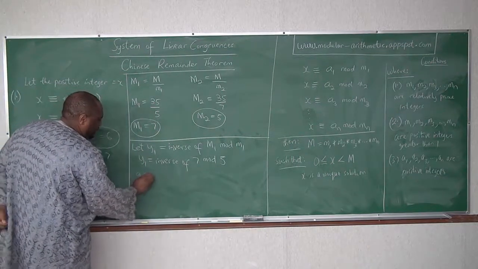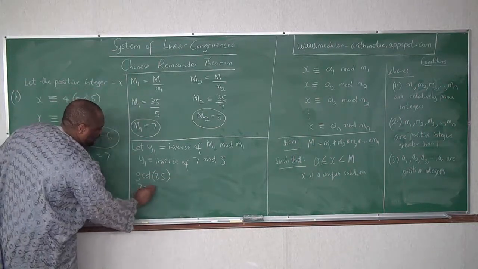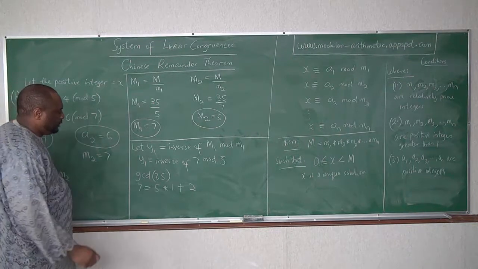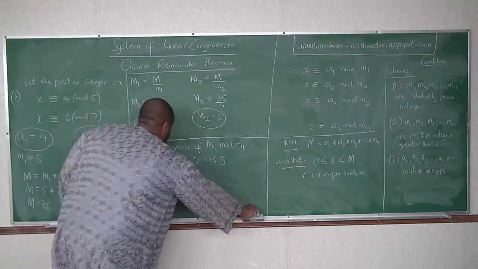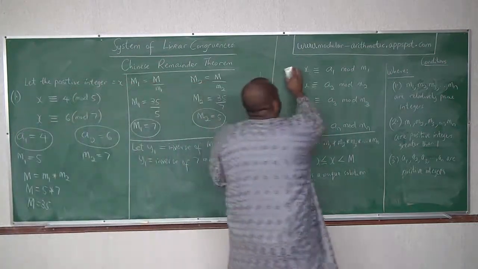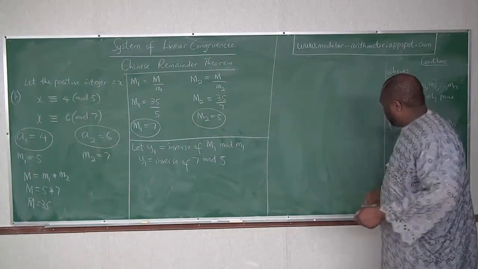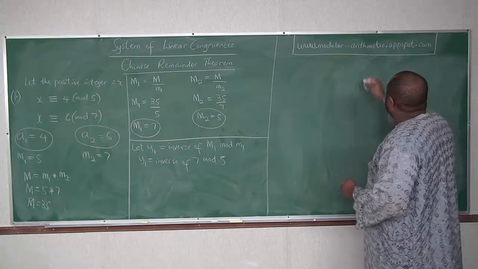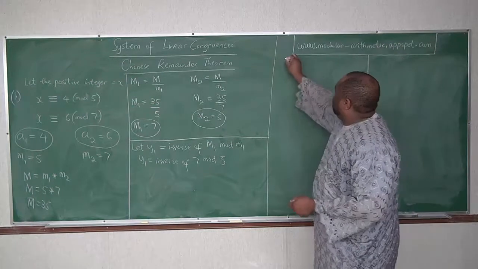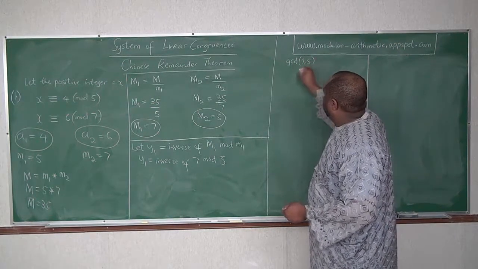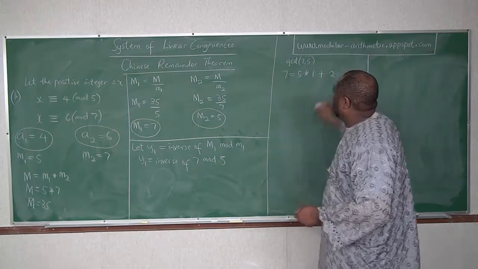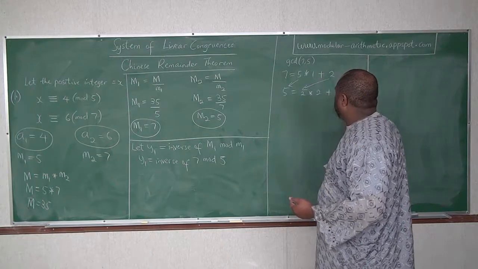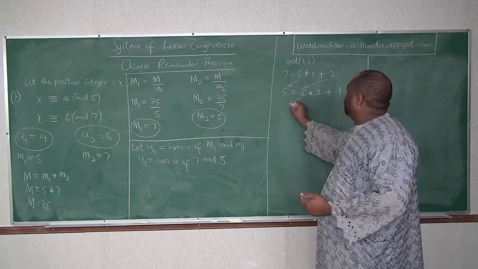So we have the GCD of 7 and 5. 7 is 5 times 1 plus 2, right? And 5 is 2 times 2 plus 1.